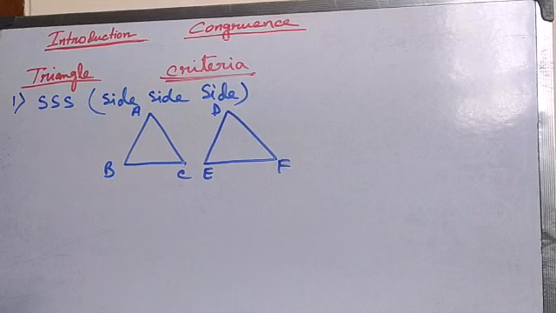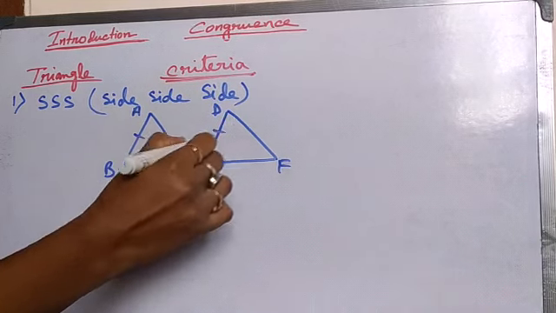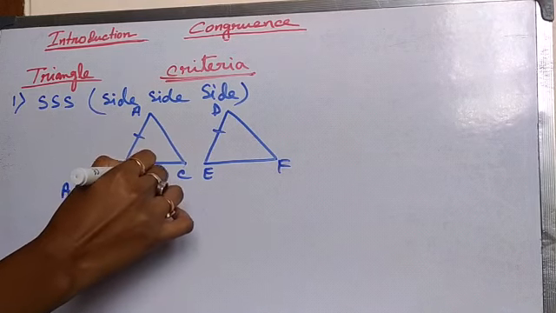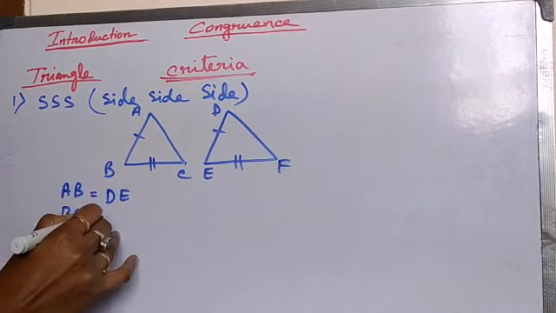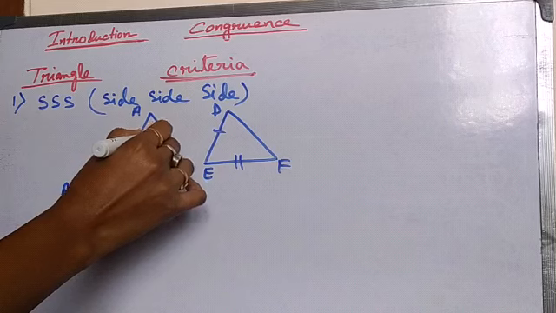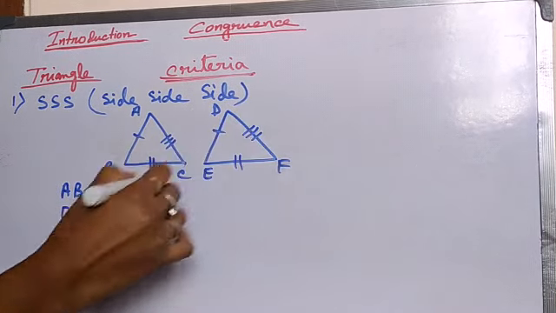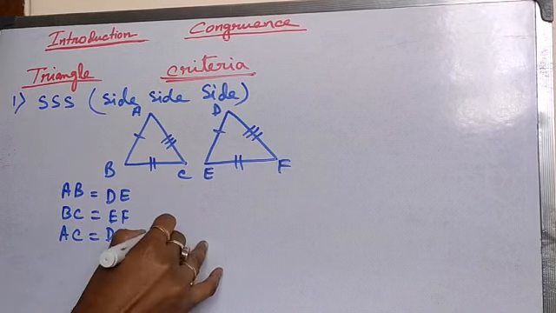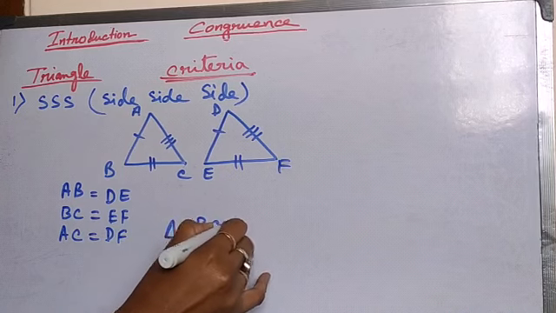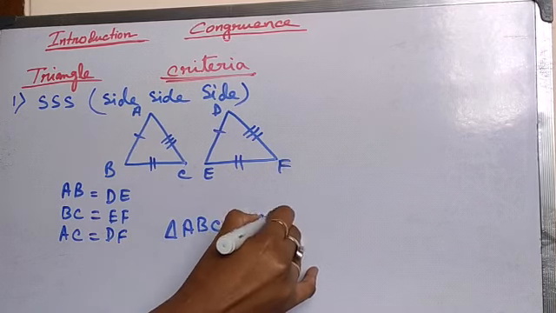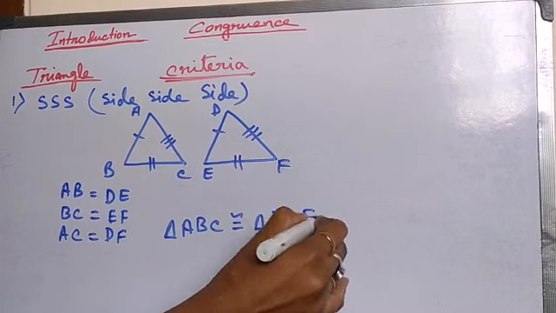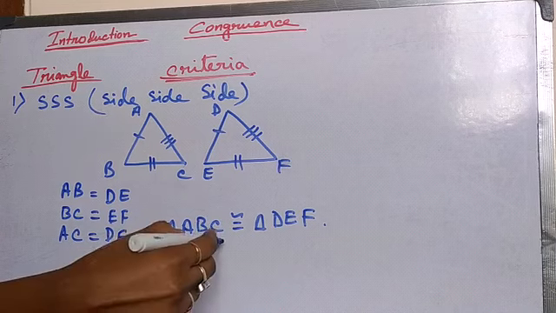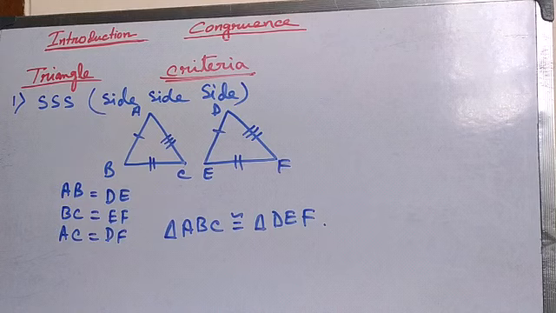Now here by the SSS rule we can say that if AB equal to DE, BC equal to EF, and AC equal to DF, then triangle ABC is congruent to triangle DEF. So this is the side, side, side rule. Both these triangles are congruent by the side, side, side rule.